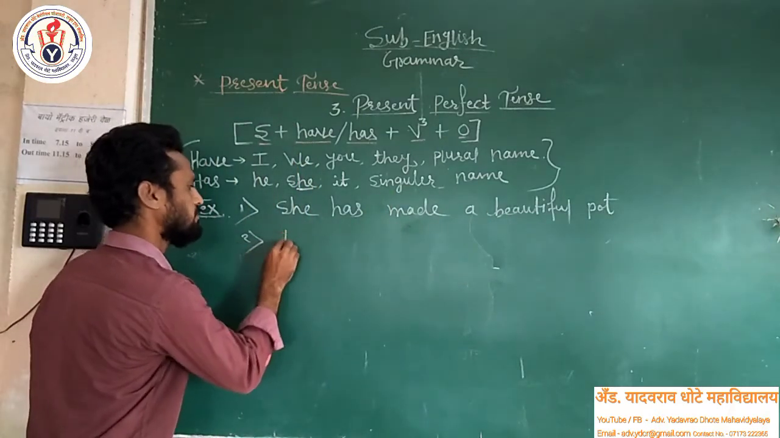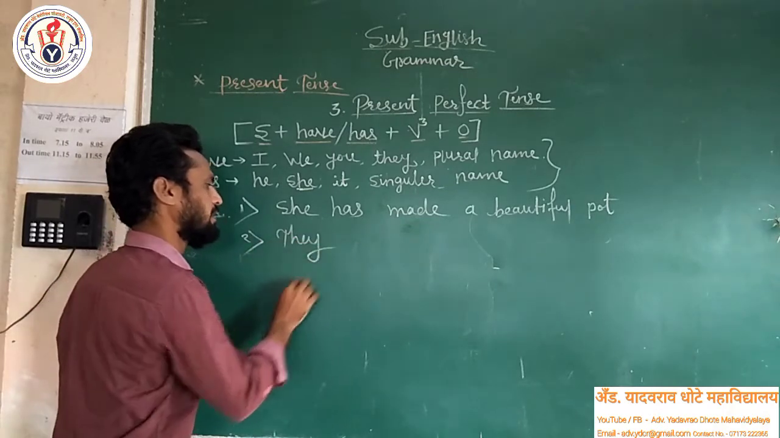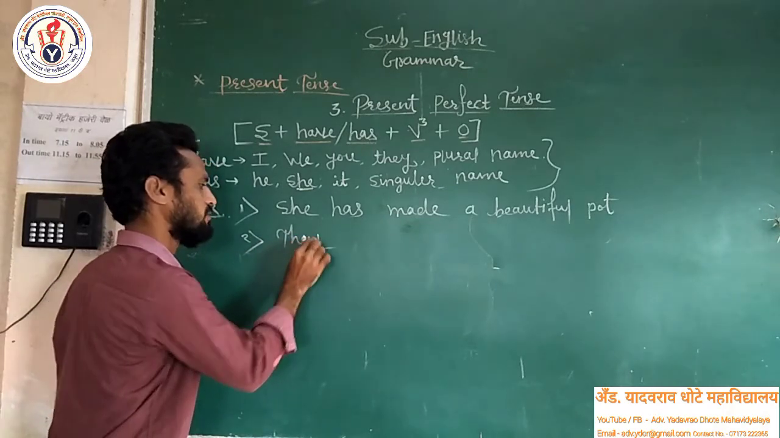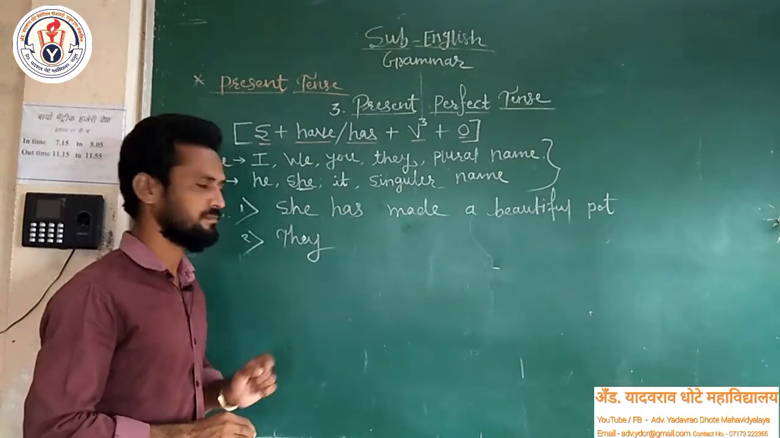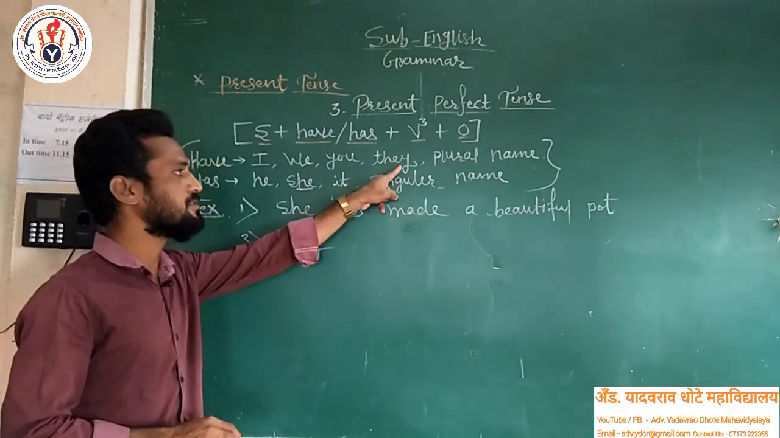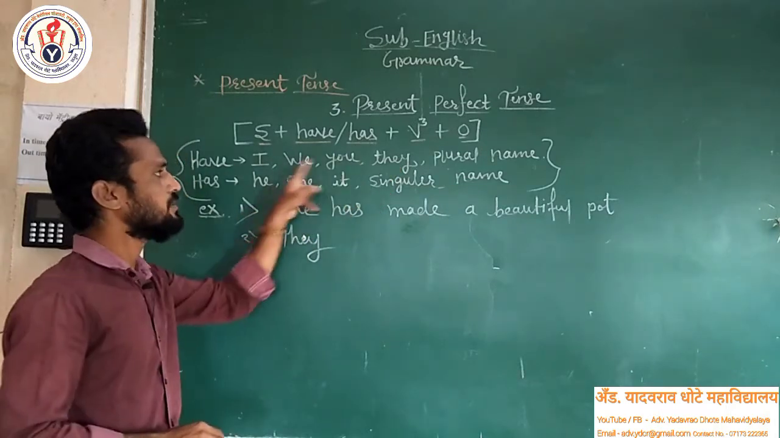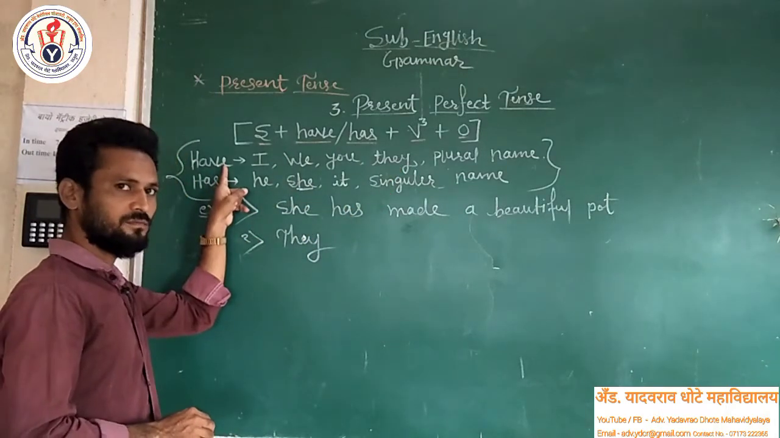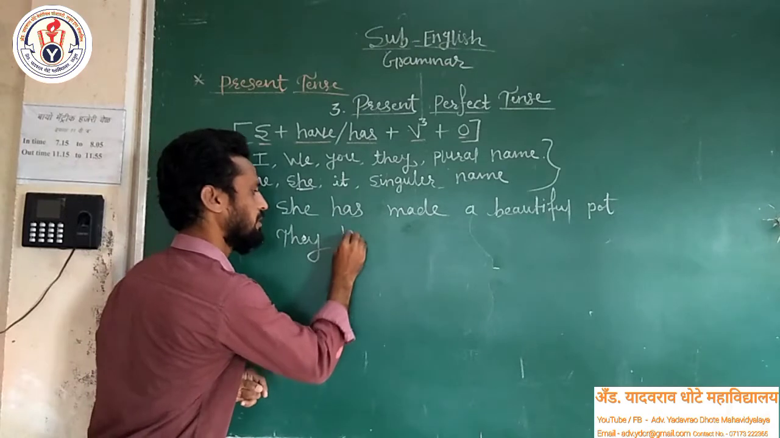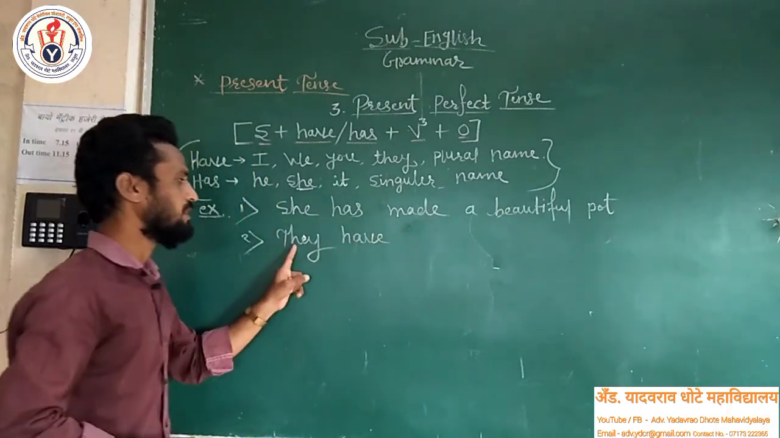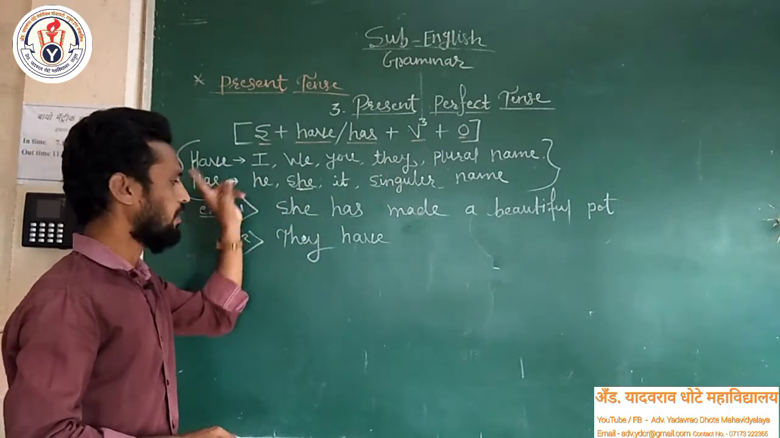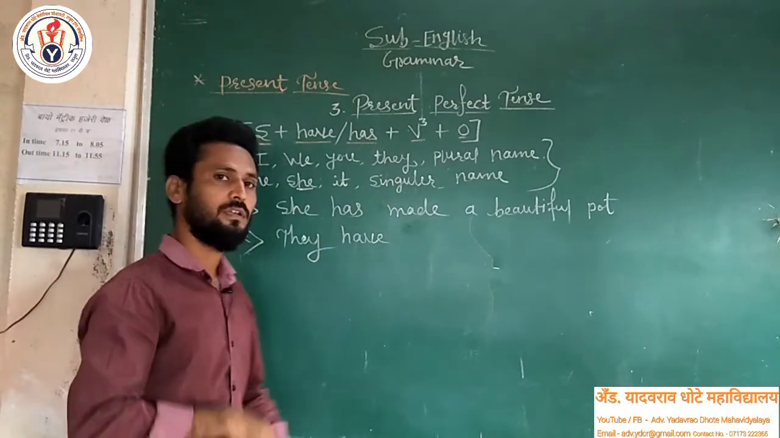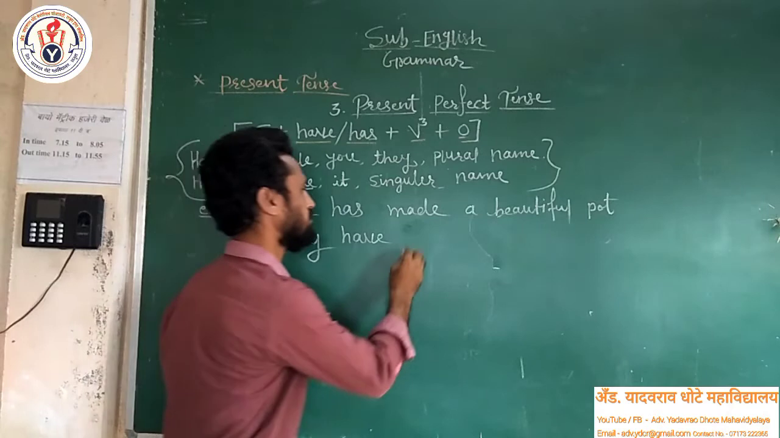Second example, the subject I have selected here is they. As you know, students, they is a plural subject. And they is given here in the list of subjects of have. So of course, what will we use? Have. They have. Like this. And then the next one, verb.